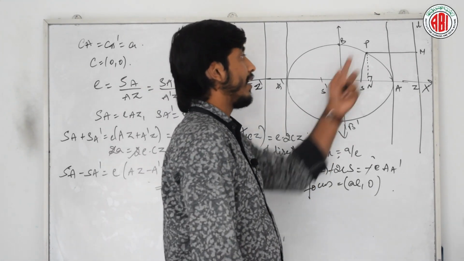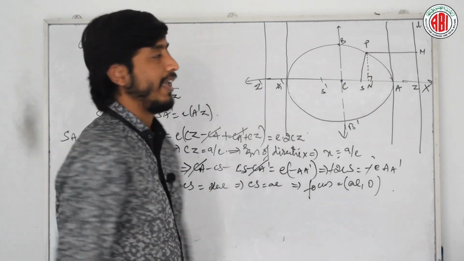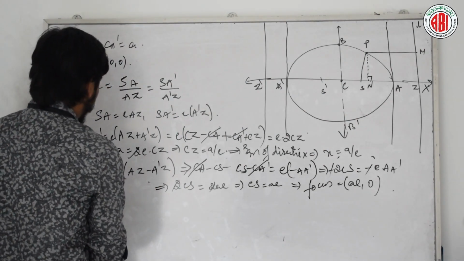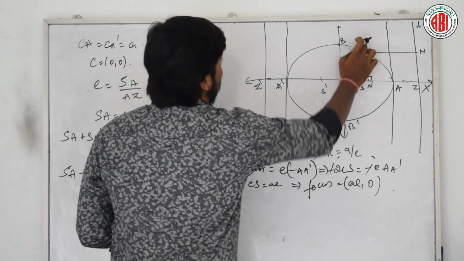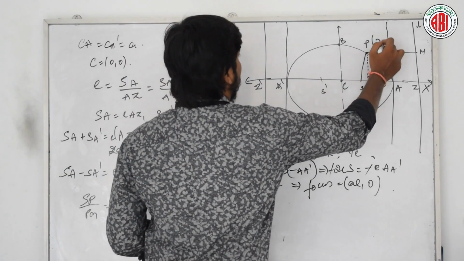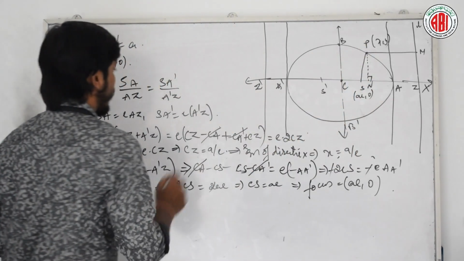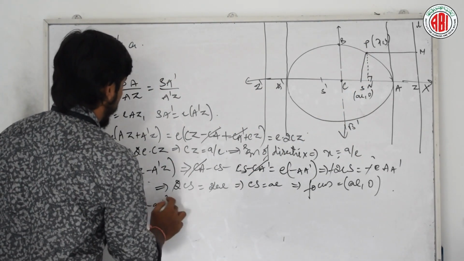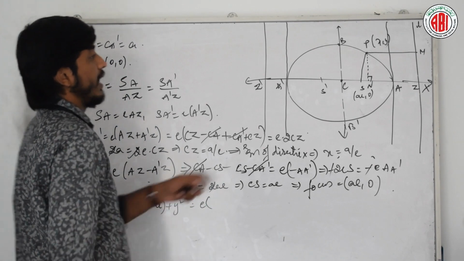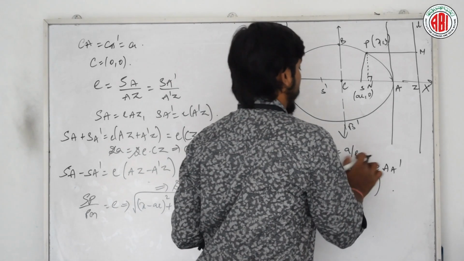Now, let us concentrate on our major equation. What is it? SP by PM. How do we do it? SP by PM is E. What is SP? The distance from P to S. What is P? Let us say X comma Y. What is S? S is A comma 0. What is the distance now? Under root X minus A whole square plus Y square is equal to E into, what is PM? The perpendicular distance from the point to the line. What is the line here? X minus A by E equal to 0.